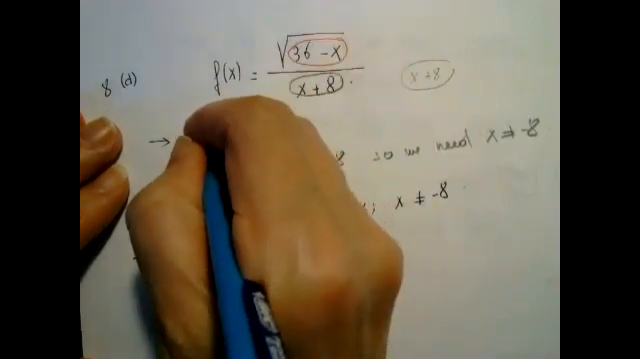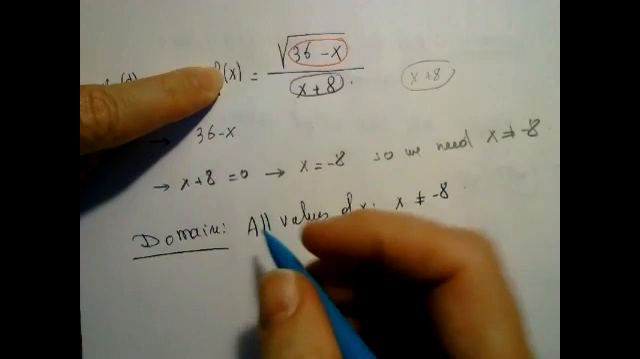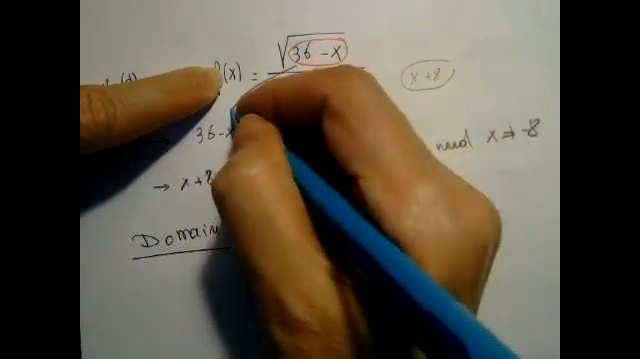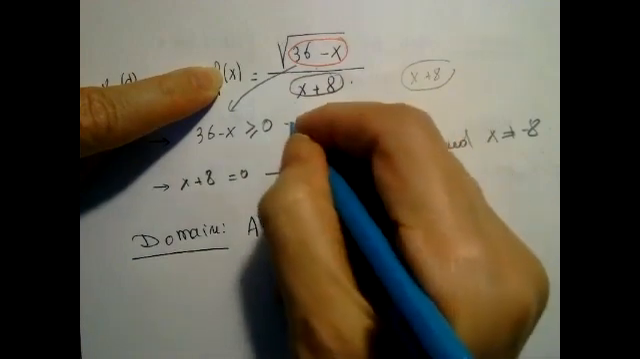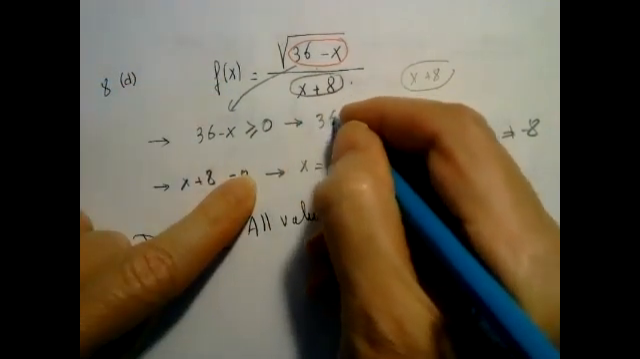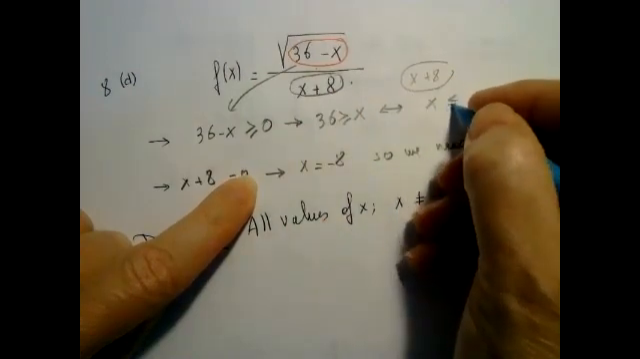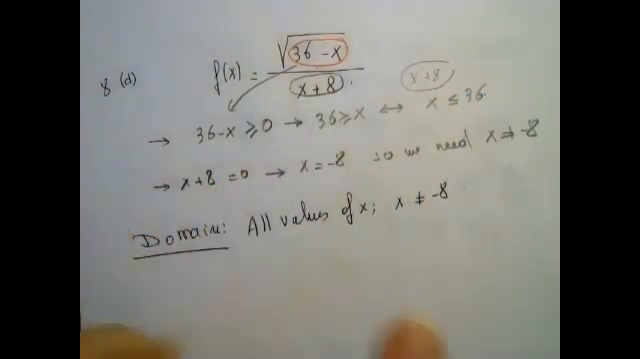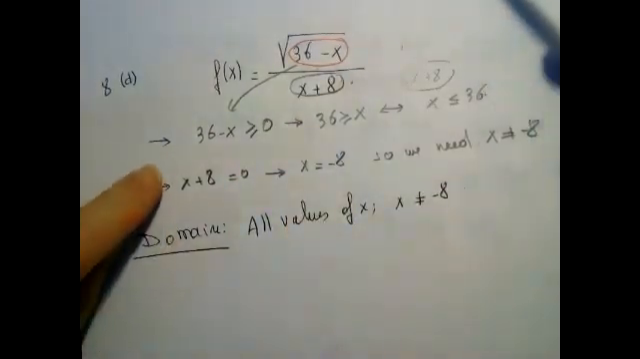So the numerator tells me the only inputs you can plug in here are those that make this positive. So I know this to be positive. It means that 36 is bigger or equal to x. It means x has to be less or equal to 36. So now I need two things. This problem gives me two conditions on my x.